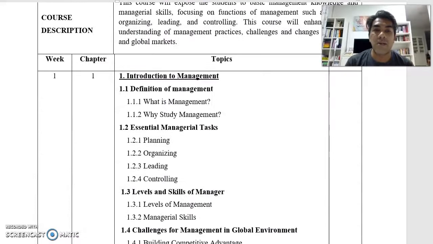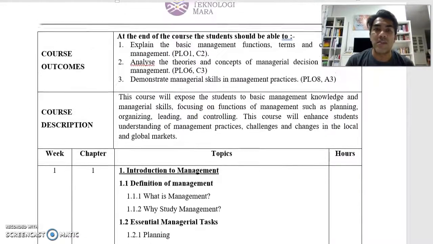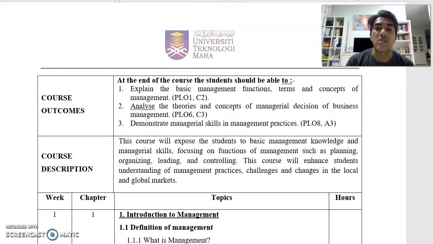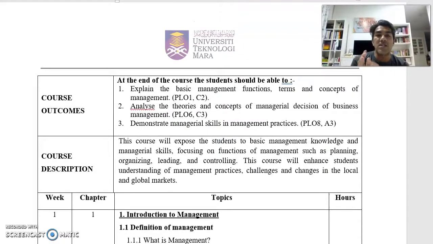The next part of the course info, you can see the course outcomes, meaning that by the end of the semester, these are the things that we hope the students will manage to obtain. You are able to explain the basic management functions, terms and concepts, and you are able to analyze the theories and concepts of managerial decision, because as managers, we are going to make a lot of decisions. And then you need to demonstrate managerial skills in management practices.